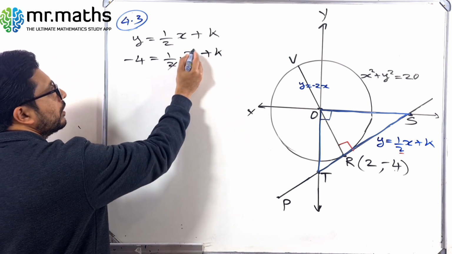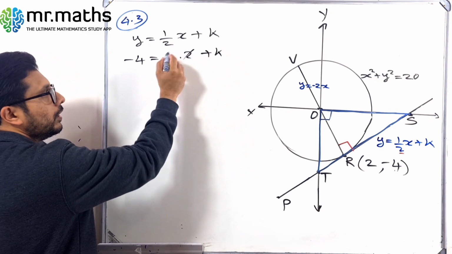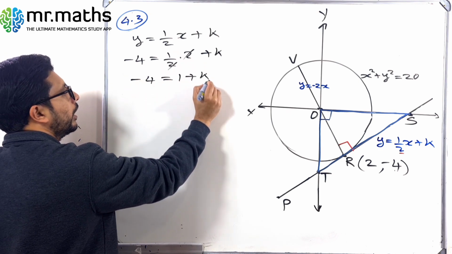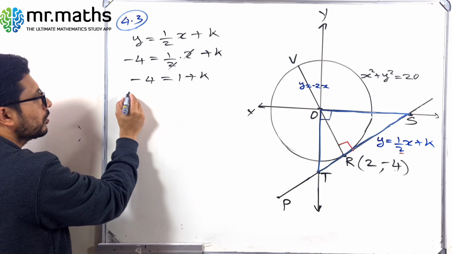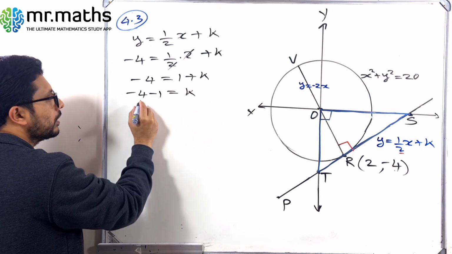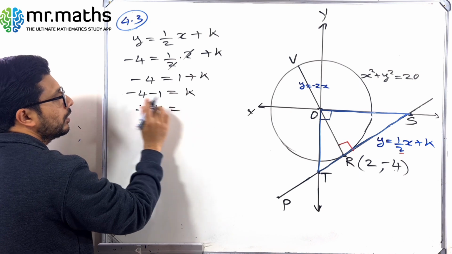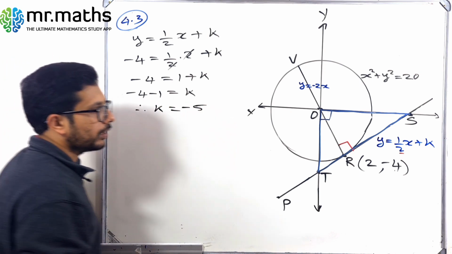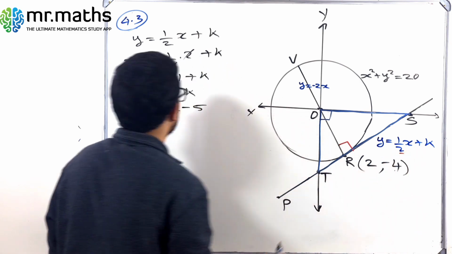So if I cancel this 2 and 2, what is remaining here? 1. So minus 4 is equal to 1 plus k. Take this 1 to this side. So it is minus 4 minus 1 is equal to k. So what is k? Therefore k is equal to minus 4 minus 1, which is minus 5. So it means that the value of k is minus 5.